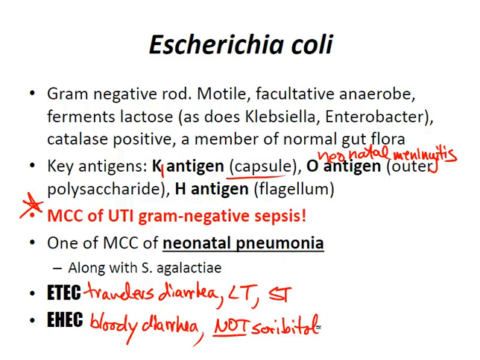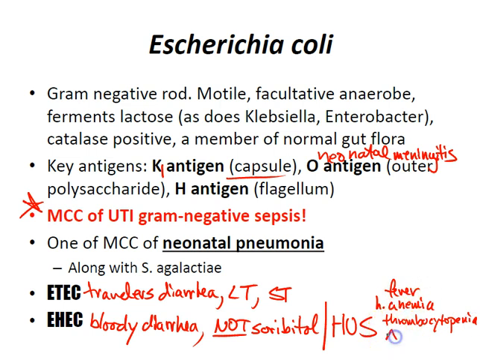It elaborates the Shiga-like toxin, which is encoded by a lysogenic bacteriophage and inhibits protein synthesis. Now, the toxin may enter the bloodstream and damage the kidneys and can cause hemolytic uremic syndrome, where you get fever, a hemolytic anemia, thrombocytopenia, and acute renal failure.